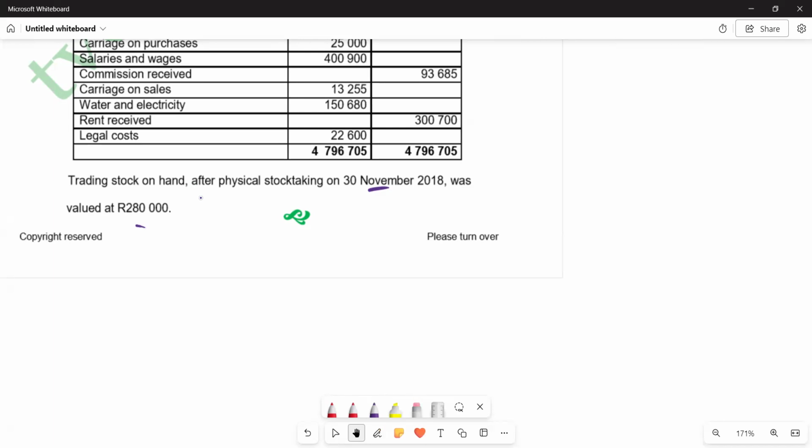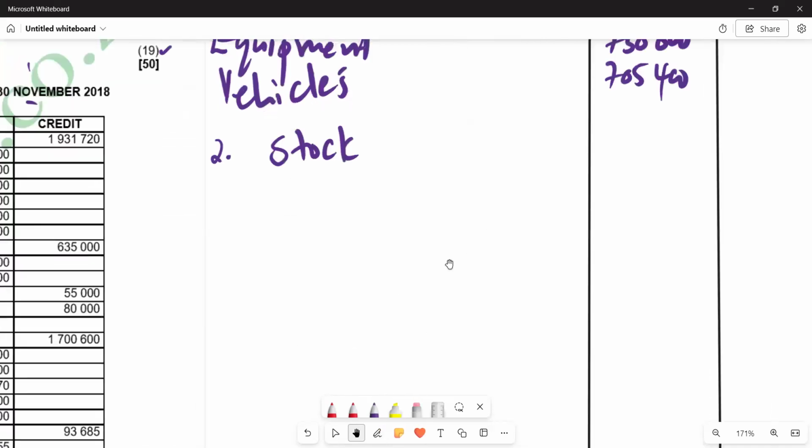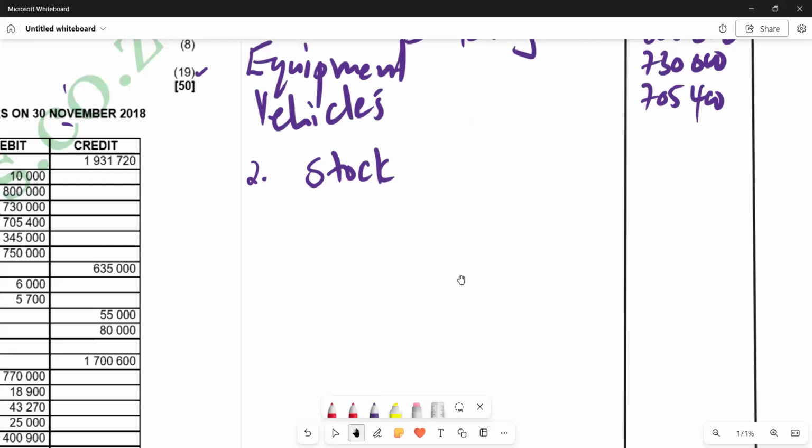So basically, we are going to take our trading stock. So the stock that we have is trading stock. In some questions, we are going to see that you might have consumable stores, you might have stationery as part of our closing stock. So it means we are going to include them there, add them, and then you get the total. But in this case, we've got only one type of stock, which is trading stock. So we can just transfer that one as our trading stock.